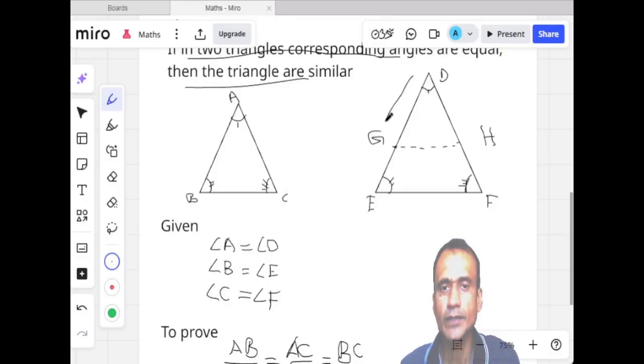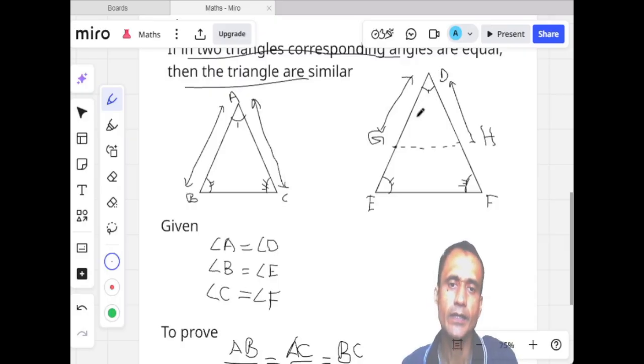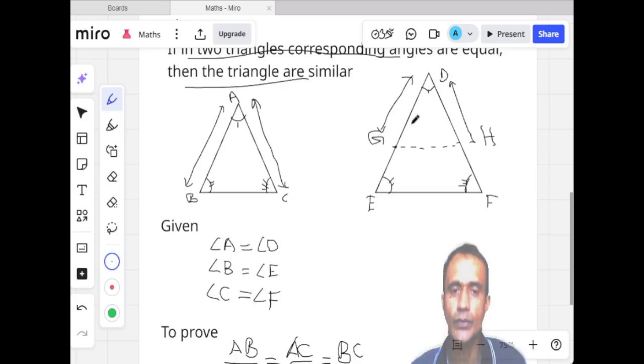So we have this length DG equal to AB and DH is equal to AC. Now if you see triangle DGH and triangle DEF, so we get two triangles. Now let us see these two triangles ABC and DGH.